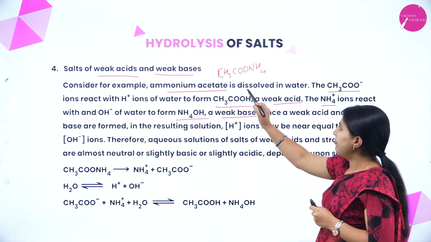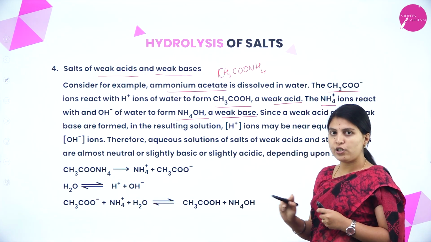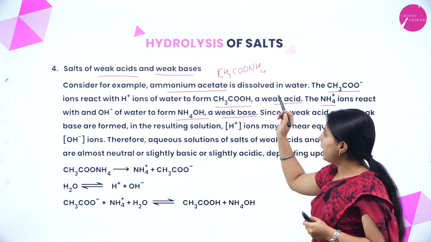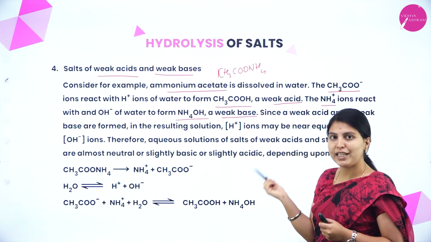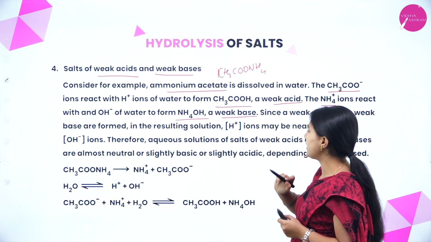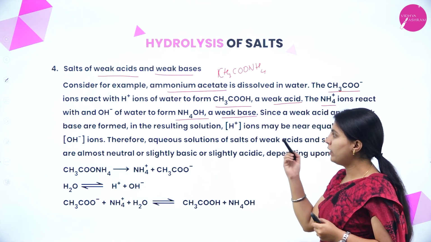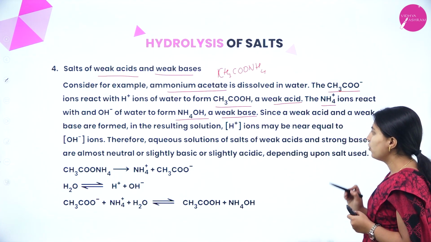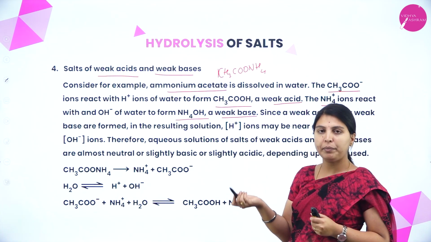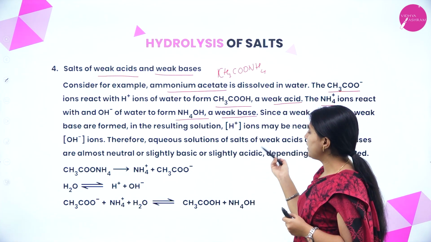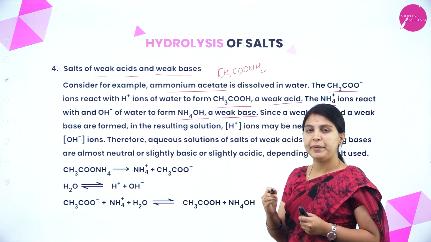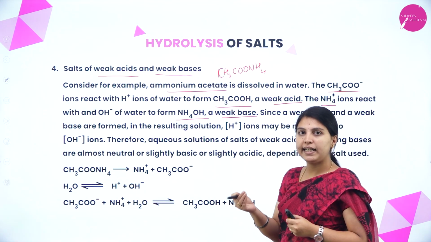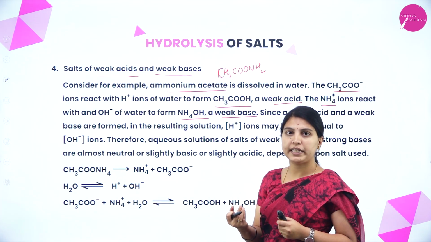Here we have taken ammonium acetate. Here also when it is dissolved in water, ammonium ion and acetate ion will form, and acetate ion will react with H+ ion to form a weak acid, that is acetic acid. Ammonium ion will react with OH- to form ammonium hydroxide, which is a weak base. So after forming a weak base and weak acid, obviously the concentrations of acid and base will be almost equal. So that salt may be slightly acidic, slightly basic or completely neutral.